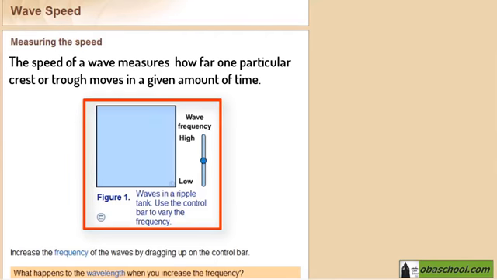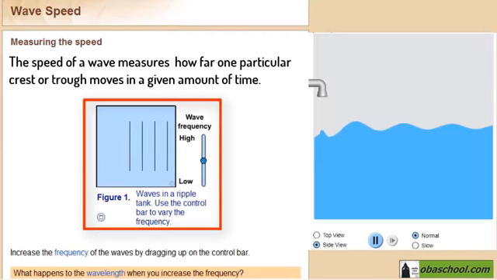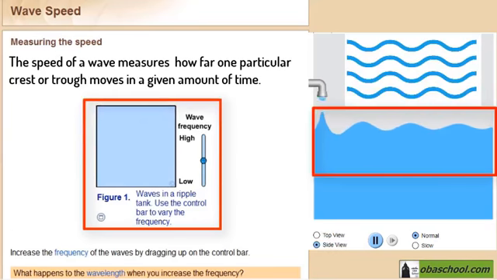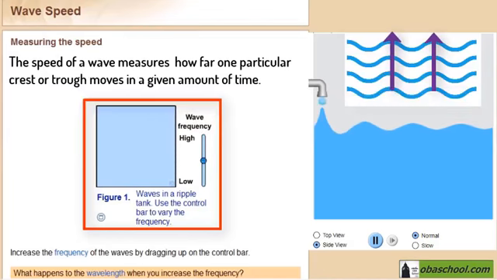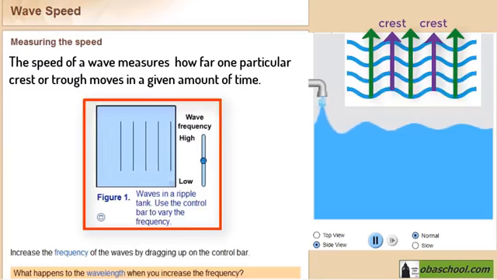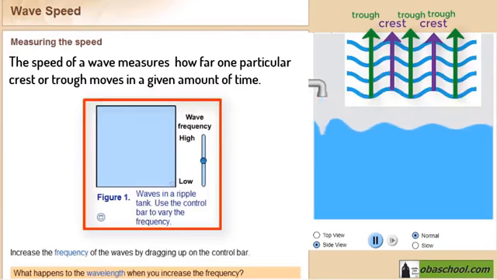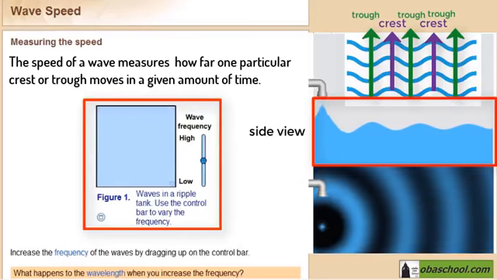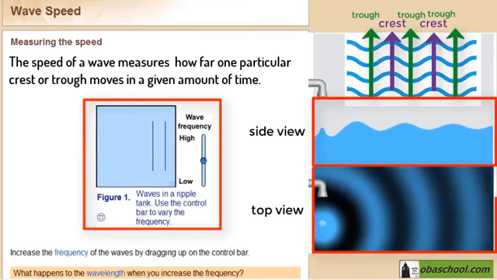These are waves moving in a ripple tank. This figure shows a top view for waves in a ripple tank. If we have a side view for the ripple tank, we can easily demonstrate the waveform, which is a sine wave. The maximum amplitude reached in these waves are called the crests, and the minimum amplitudes demonstrate the troughs of the wave.